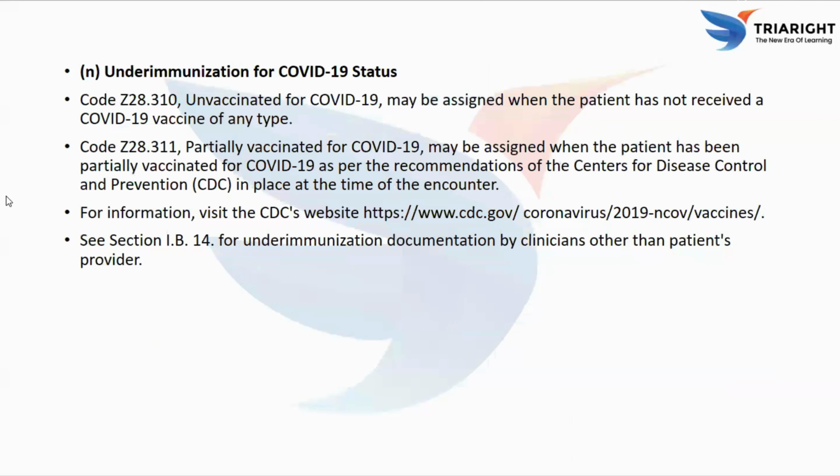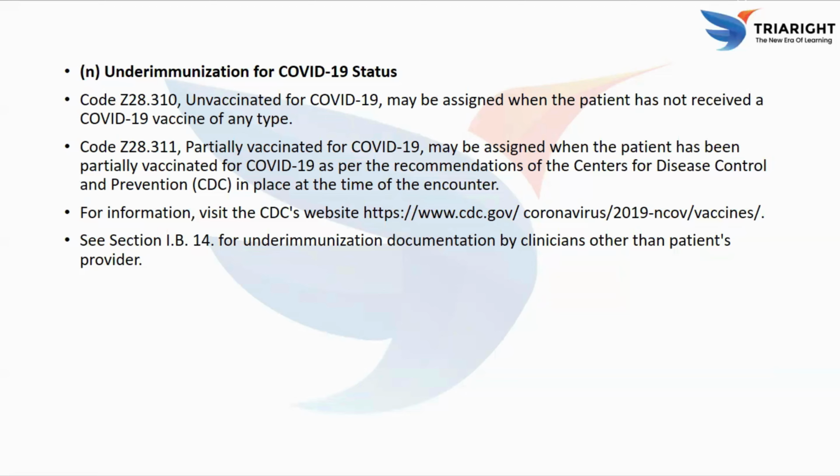So next is under immunization for COVID-19 status. This section explains how to code a patient's COVID-19 vaccination status using ICD-10-CM Z codes. These codes help to document whether a patient is unvaccinated or partially vaccinated. They are not diagnosis codes but status codes that show the patient's immunization level at the time of the visit. So you have to code Z28.310 for unvaccinated for COVID-19.